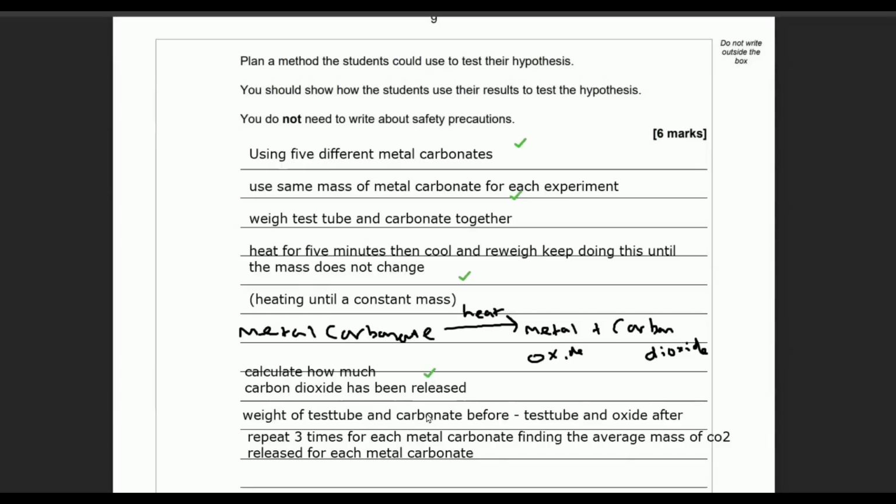Well, we take the weight of the test tube and carbonate before, and then we weigh the test tube and the oxide after you've reached constant weight. So that's explained how to do that. And then I'd say repeat 3 times for each, finding the average mass. I could have put look for anomalies, compare the results, and take away anomalies if I want to get funky. And then there we go. That's 6 lovely marks. All right, let's move on.